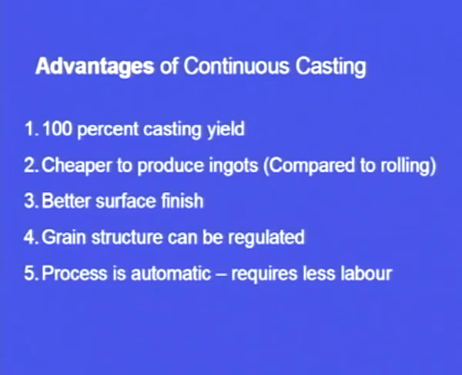So here we are getting 100% casting yield that decreases the cost of production, and it is cheaper to produce the ingots. Ingots can be produced by rolling also, but the cost involved in rolling operation is more compared to the continuous casting process, and here we get better surface finish. Grain structure can be regulated, process is automatic. Here we have seen the process is automated, so less labor is required. A stage may come where there will be scarcity of labor, at such times this process will be highly useful.